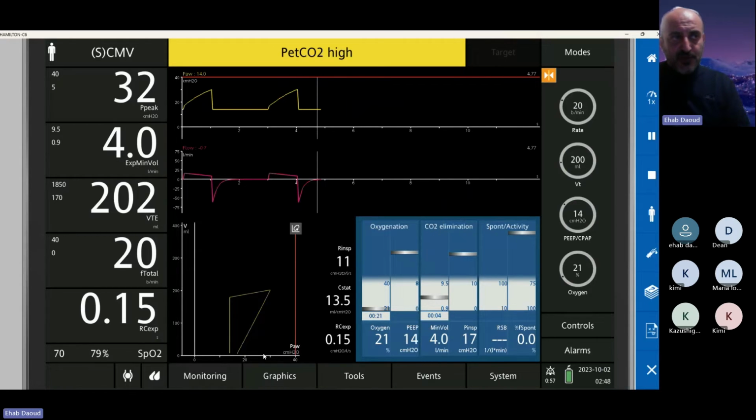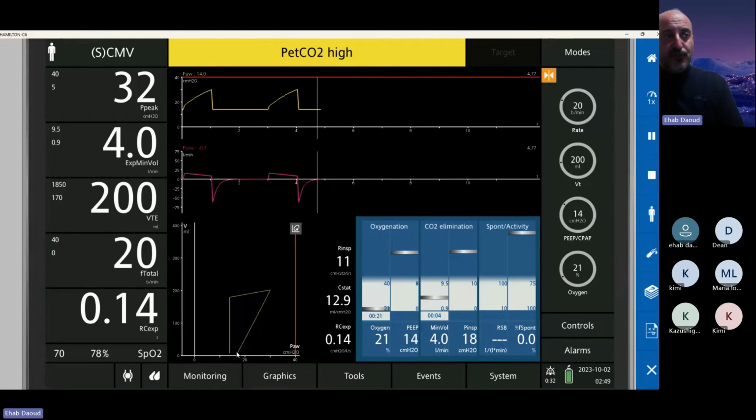And again, you can see the difference. In pressure control the area is bigger, so the mechanical power is bigger. And we did some simulator studies that showed that the mechanical power in pressure control modes is higher than in volume control. Not all the pressure control modes, not the adaptive modes. We're talking about pressure control, continuous mandatory ventilation.